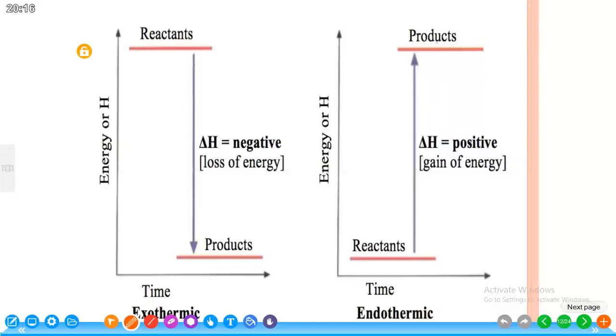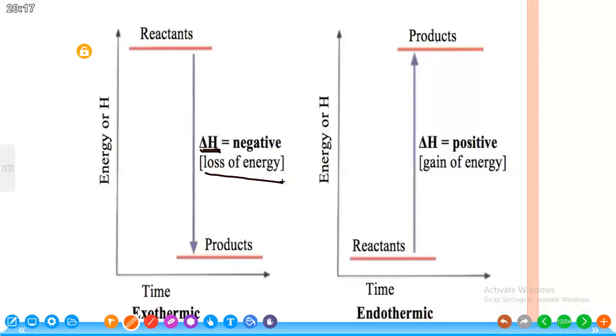Okay, we continue. This is the energy level diagram. In the energy level diagram, the reactants are in the upper part and the products are in the lower part. The enthalpy change here is negative, so there is a loss of energy. The loss of energy, what do we call it? Exothermic reaction.